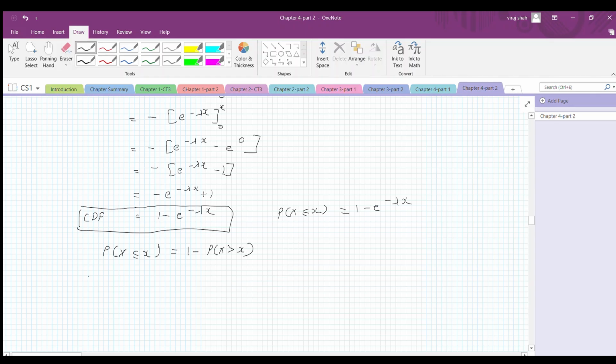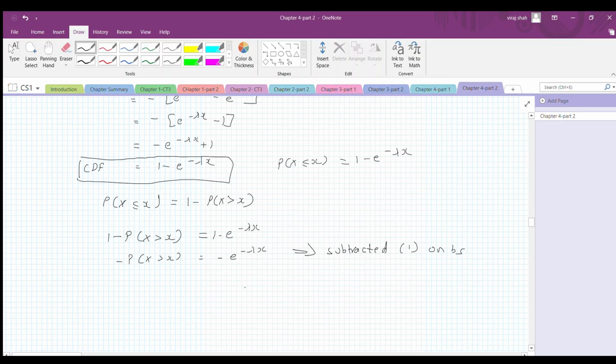So I will get 1 minus probability of X greater than x is equal to 1 minus e raised to minus lambda x, right? There is 1 minus here, 1 minus here. So basically I'm subtracting both sides by 1. I get minus probability of X greater than x is equal to minus e raised to minus lambda x. What did I do? I subtracted 1 on both sides. Now in the next step, I'm going to divide by minus 1.